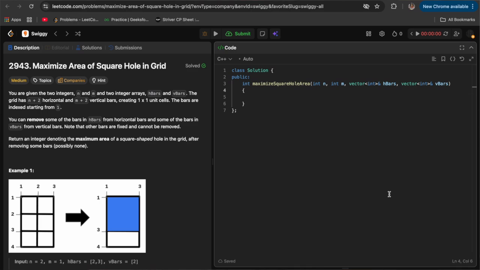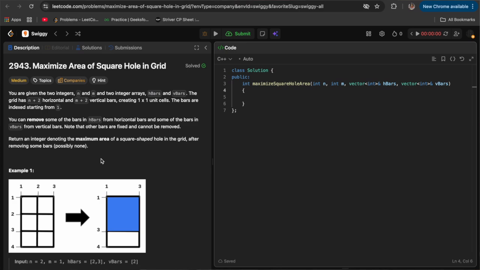What they say is you can remove some of the bars in hBars, so we can remove only those bars which are there in hBars and only those which are there in vBars. Otherwise we can't remove those bars. Note that other bars are fixed and can't be removed. Return the integer denoting the maximum area of a square-shaped hole in the grid after removing some bars, possibly none.